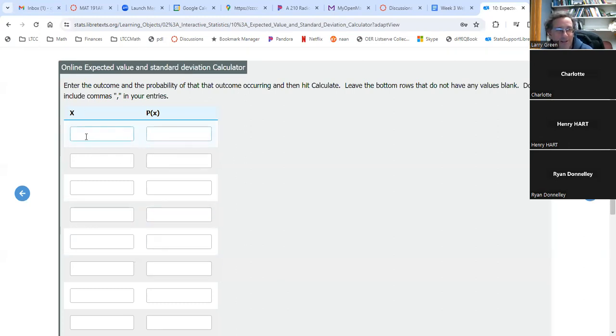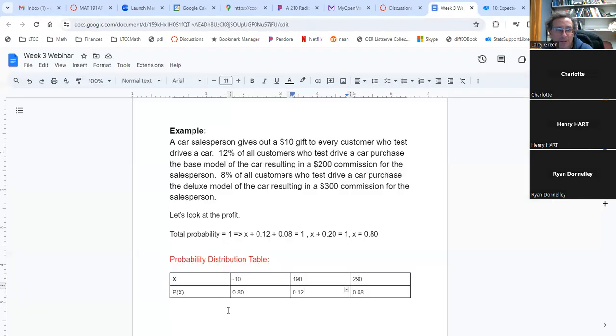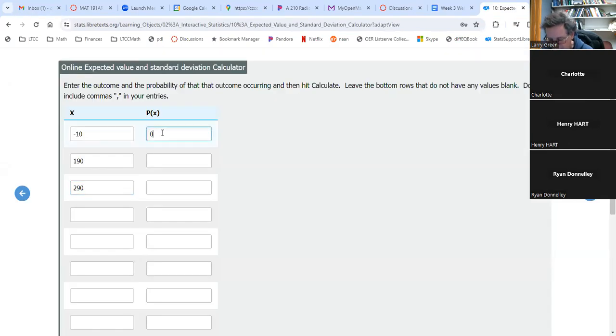And now we need to put our x's and our p of x's in. So again, our x's were negative 10, 190, 290. So I'm going to go negative 10, 190, and 290. And our probabilities were 0.8, 0.12, and 0.08. So I type those in. 0.80, 0.12, 0.08. Any questions on using this calculator so far? Okay, tried to make it easy.